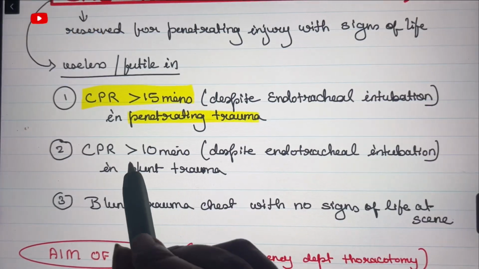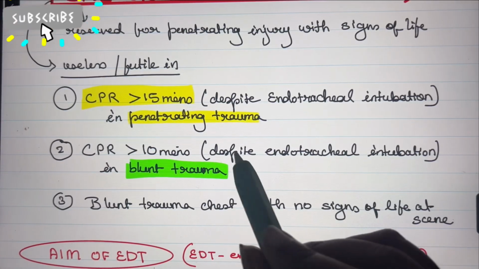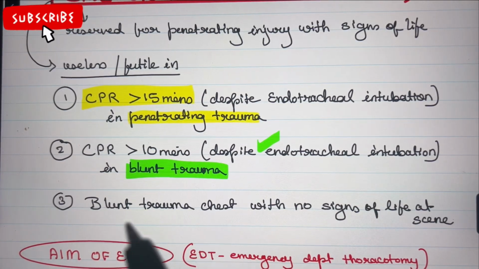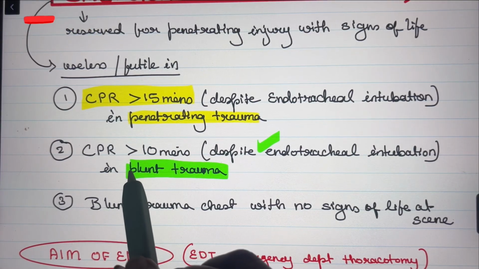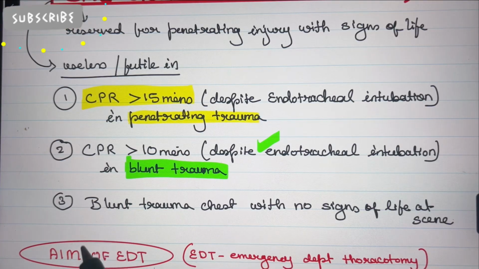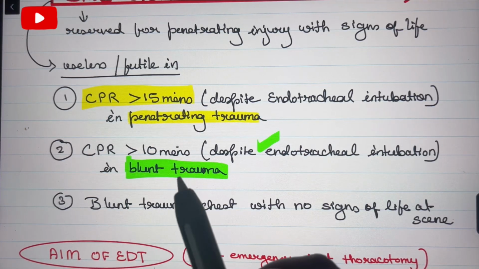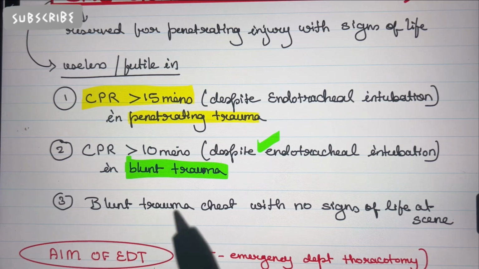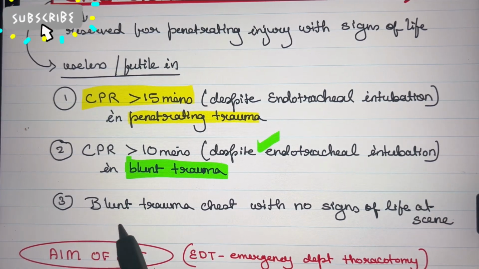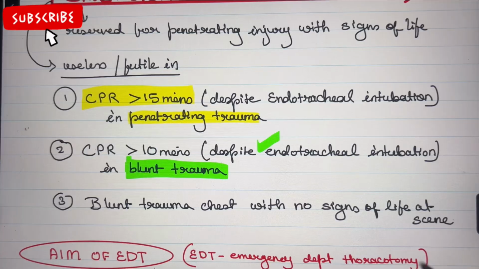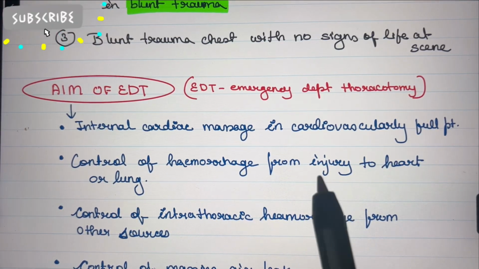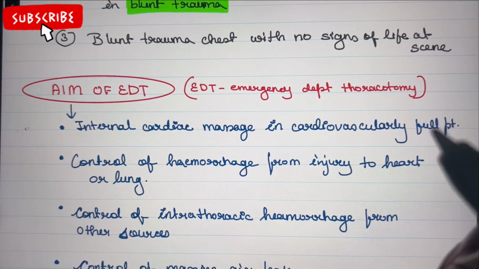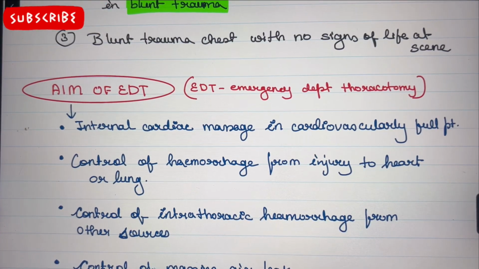And in cases of blunt thoracic trauma, endotracheal intubation is already done, and CPR was also given for more than 10 minutes after endotracheal intubation, and still there is no regular rhythm in the patient, then also there is no use of doing emergency thoracic surgery. And in cases of blunt chest trauma with no signs of life, there is no use of doing emergency thoracic surgery. So EDT means emergency department thoracotomy. We have to call the CTVS surgeon, the cardiothoracic surgeon.